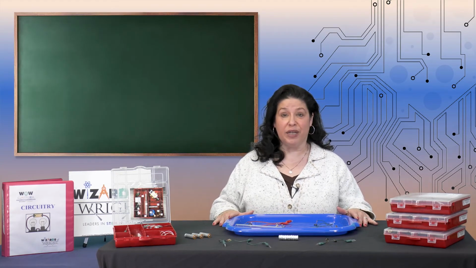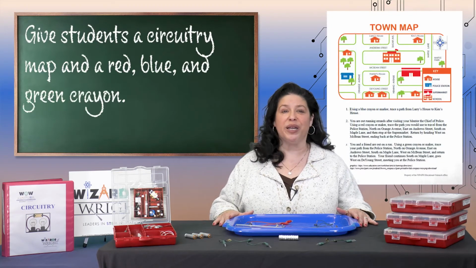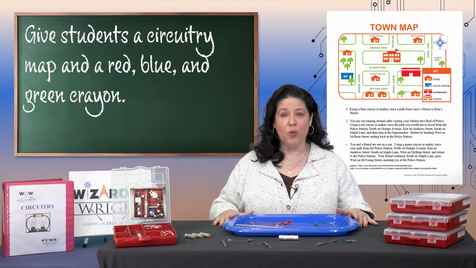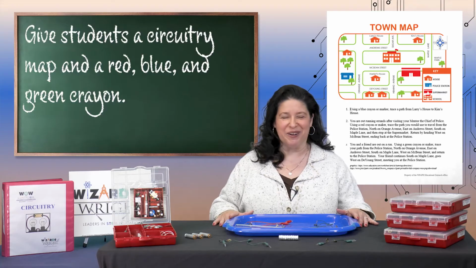For the second activity, teachers please give each student a circuitry map and a red, blue, and green crayon. We'll pause again while you work, and after the sheets are completed and you've gone over the answers, I'll meet you back here.